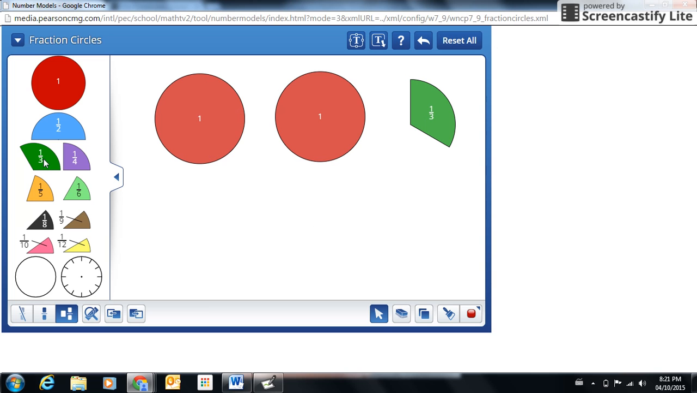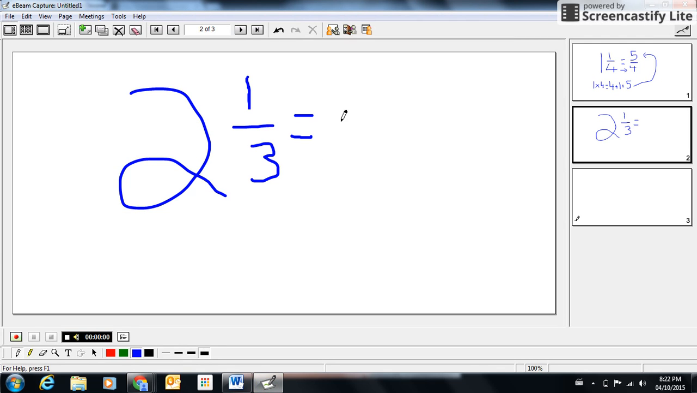Well, let's see how many thirds it would take to cover up these. There's 3, 4, 5, 6, and then the 7th one. So our answer is 1, 2, 3, 4, 5, 6, 7 thirds. Let's go over here. Write that down. 7/3. But how do I solve it if I don't have fraction circles on me?